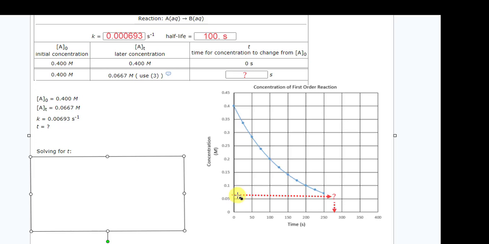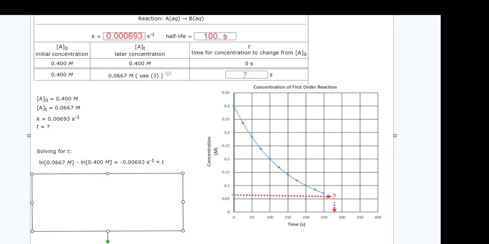Here's our next. We know we're going to try and find the time at 0.0667. It's going to be between 250 and 300. Let's use that equation to solve. That equation has us take the natural log of where we're going to end up with, which is 0.0667 molar, somewhere around here, minus the natural log of what we started with, 0.4 molar, is going to be equal to, again, don't forget this negative sign, 0.00693 per second times time. So that's going to be the equation. It sounds nasty, but really it's not too tough to solve if you end up using your calculator.